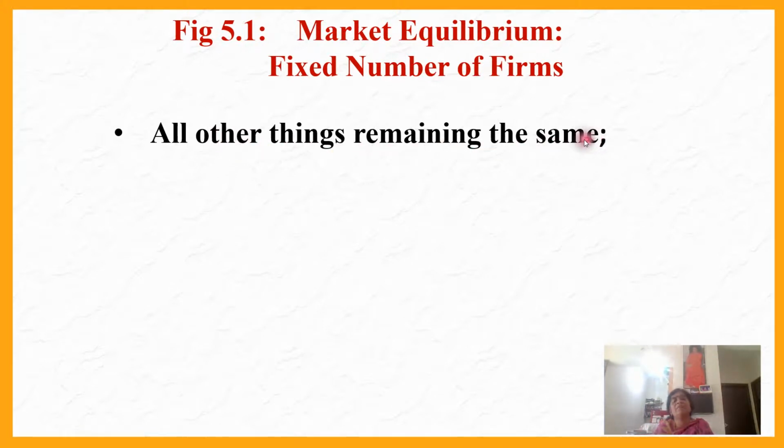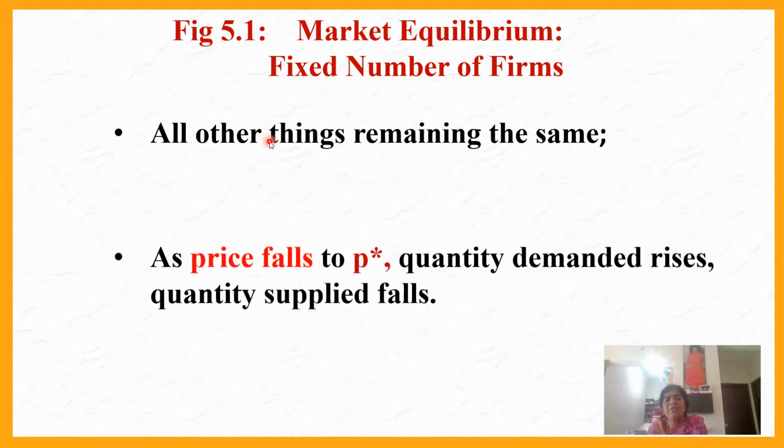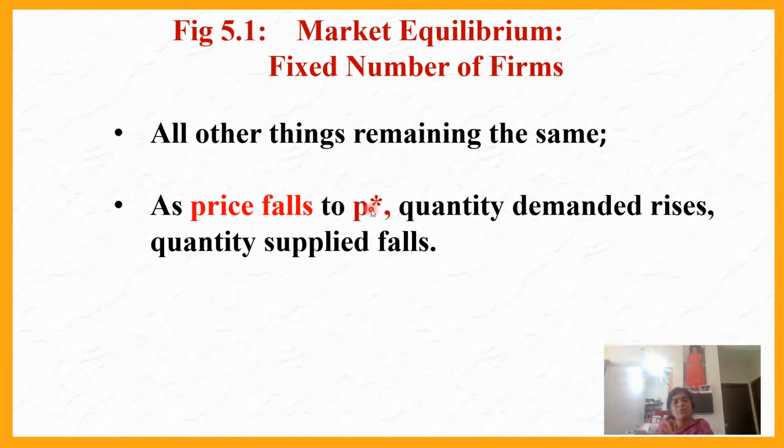All other things remaining the same, as far as supply and demand are concerned, for example, as far as demand is concerned, consumer income should be constant, consumers' tastes and preferences should be the same, and the price of other commodities should remain the same. As far as supply is concerned, the technology of production and the input prices should not change. Then in that situation, the price falls to P star, because when they want to compete and sell their items, they will reduce the price. It falls from P2 to P star, as shown in the diagram.